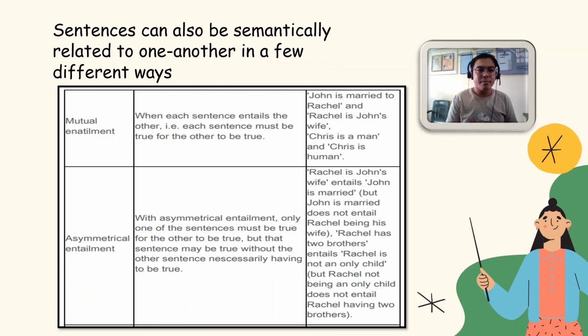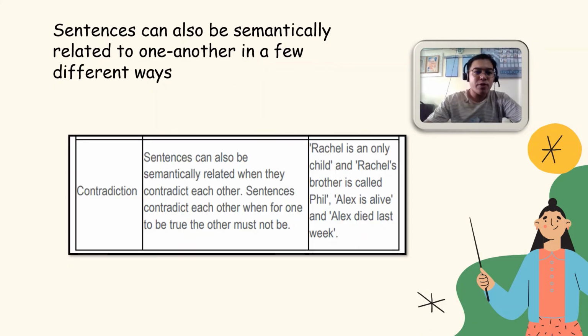Let us now proceed to another way sentences can be semantically related. Another is contradiction. Sentences can be semantically related when they contradict each other. Sentences contradict each other when, for one to be true, the other must not be. So let's have the example. Rachel is an only child and Rachel's brother is called Phil. Alex is alive and Alex died last week. Sentences contradict each other when one sentence is true and the other cannot be true.